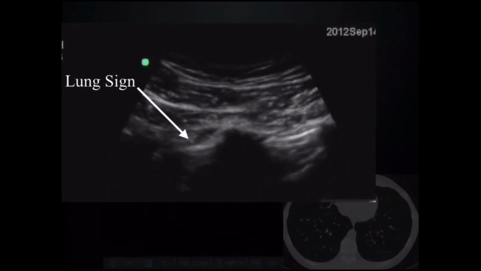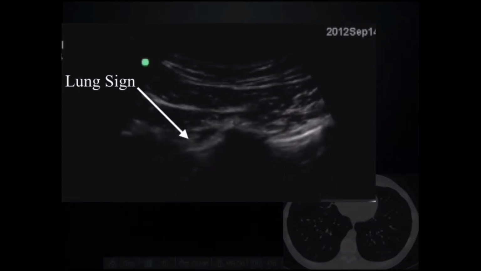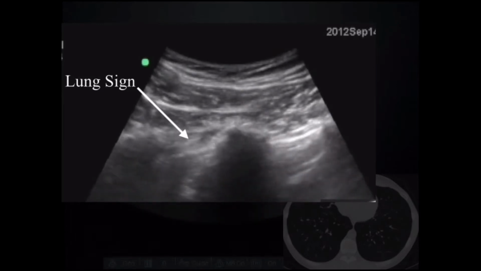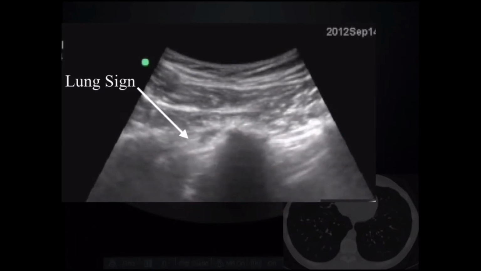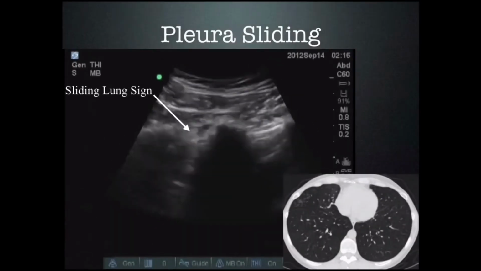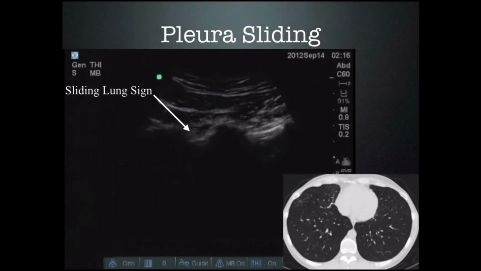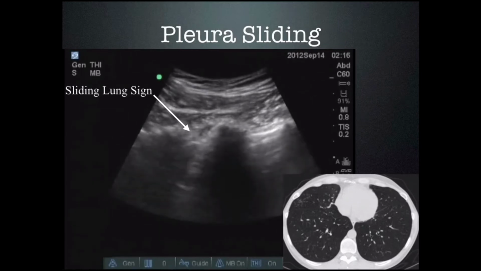This is my most favorite technique for doing this. I turn the gain way down. When you turn the gain down, everything gets dark, but because the pleural line is so echogenic, it stays bright. And then your eyes can focus just on the pleural line, and you can see that motion side to side. It's very easy to see. This is the sliding lung sign, so therefore this patient does not have a pneumothorax.